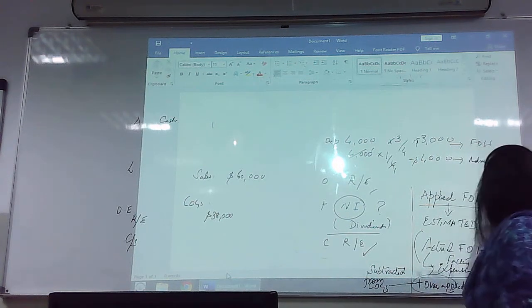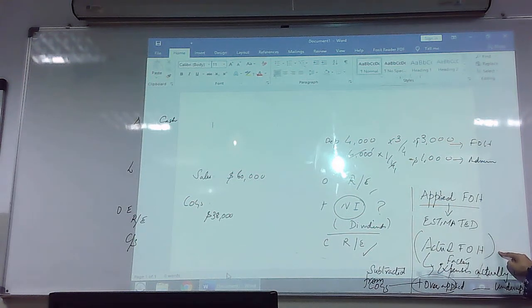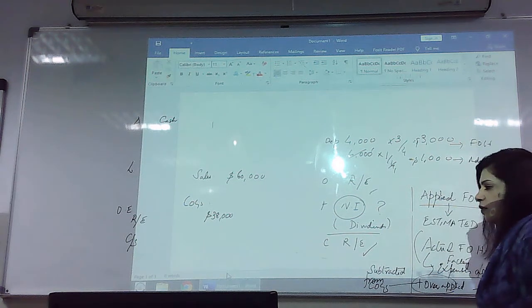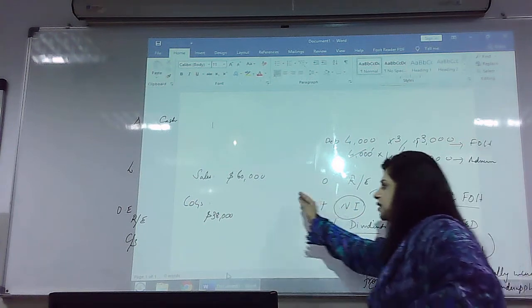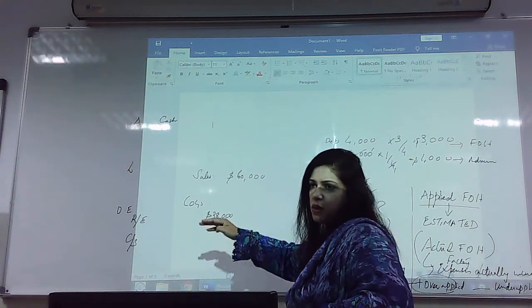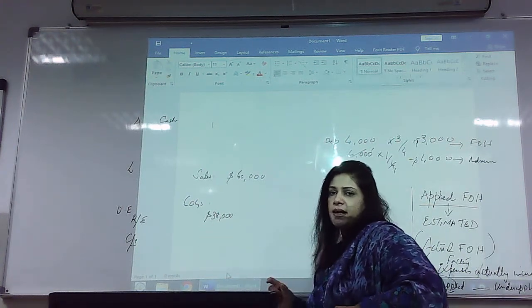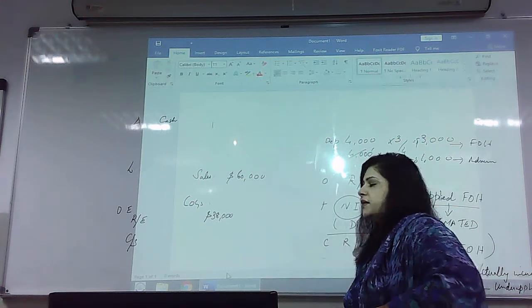So the answer would be $2,000 minus $4,000. The answer would be negative. So when it is negative, then you just add it in cost of goods sold. Okay, so this terminology is known as under or over applied factory overhead.